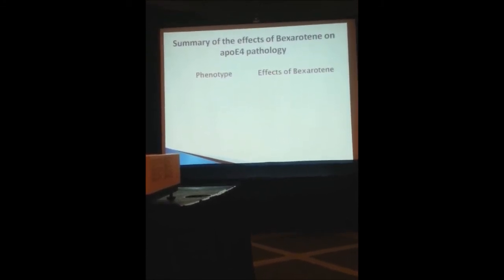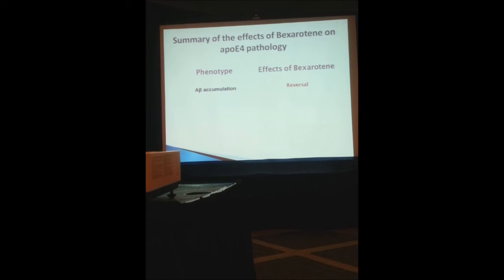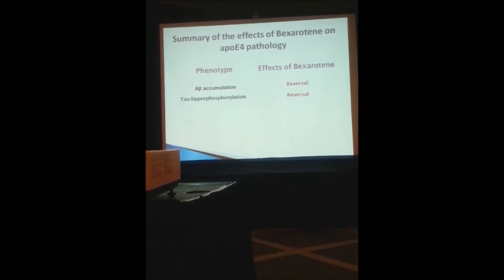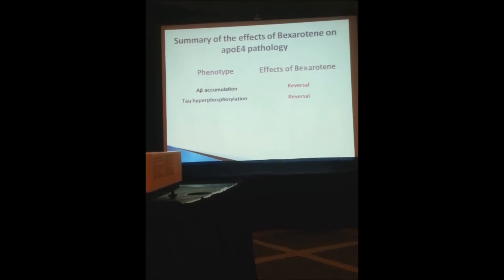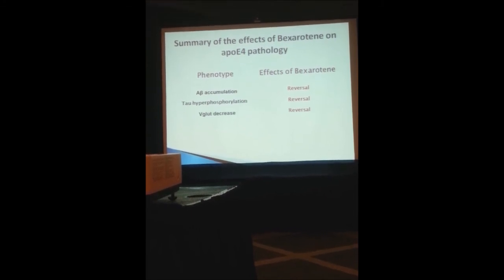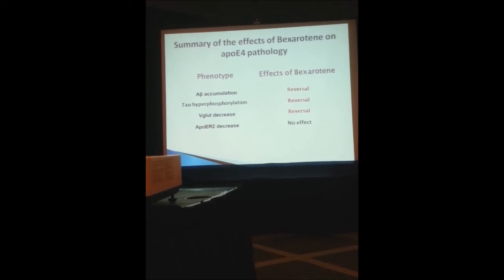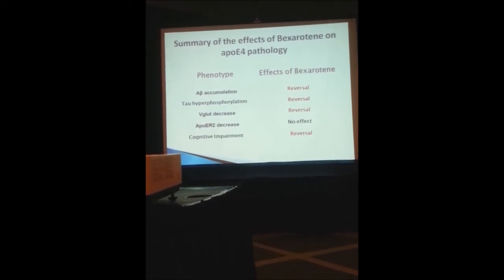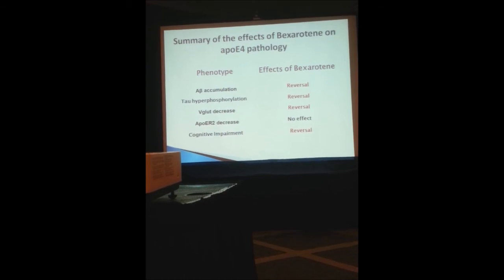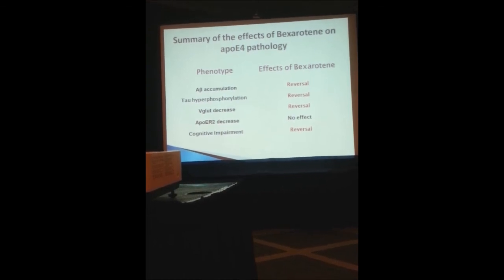So, just to summarize, as you see, for the phenotype of A-beta accumulation, we see a reversal when using Bexarotene. Same goes for tau hyperphosphorylation. The Bexarotene helps the ApoE4 mice in this case. In the V-GLUT decrease, we see a reversal again using Bexarotene. This is not the case for the ApoE2 decrease, which we see no effect for the Bexarotene in. And when looking at the cognitive impairment, we see a reversal of the phenotype by Bexarotene.